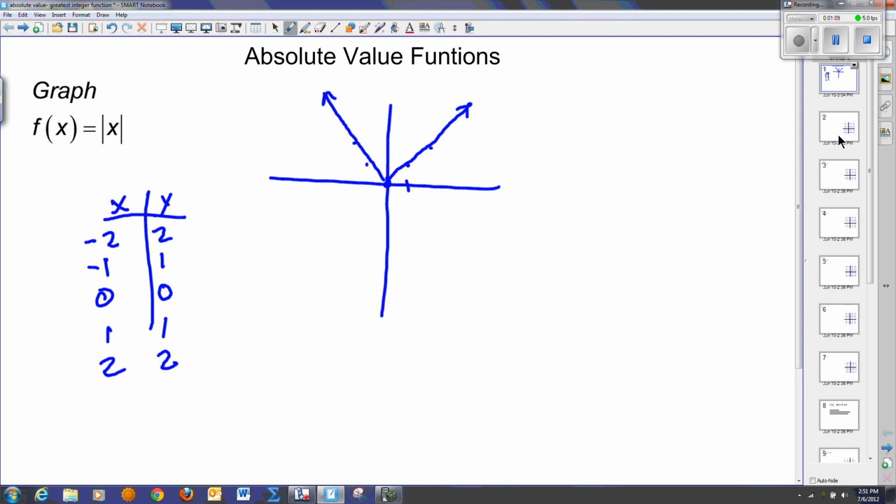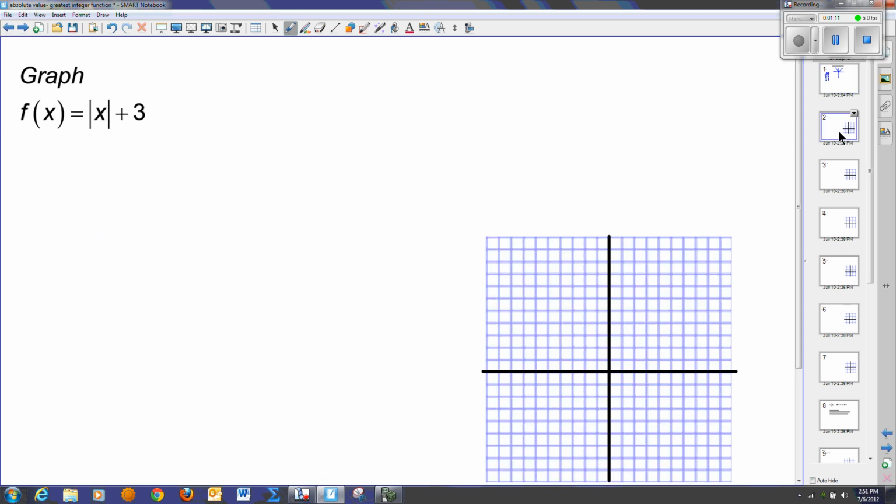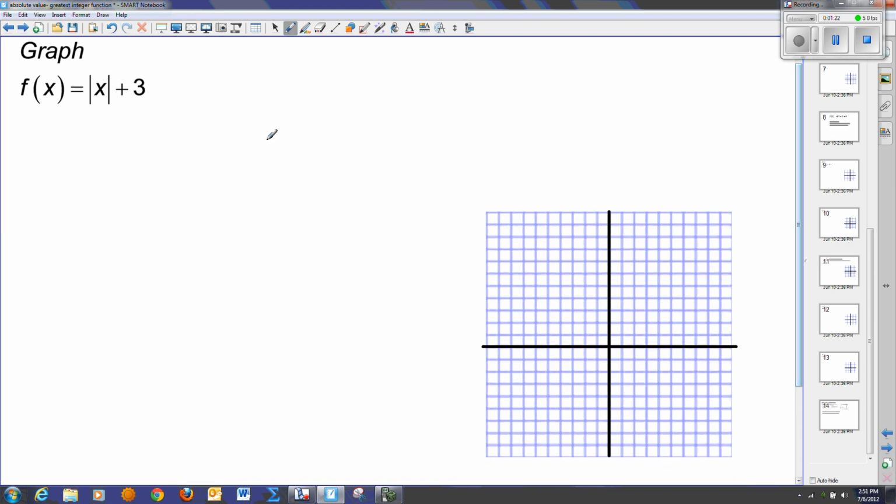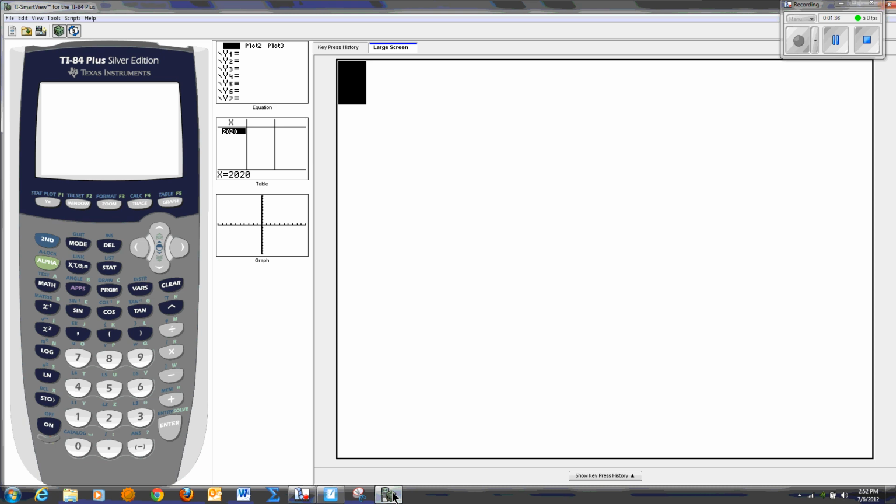Now, we're going to look at our next example, and that's the absolute value of x plus 3. Now, the question I pose to you is, what do you think this is going to look like? What effect does this addition of 3 have on the function? Well, at this point, we're going to use our calculator to help us see what it looks like, and make some kind of generalizations from all the problems we're going to be doing. So let's pop that calculator open.